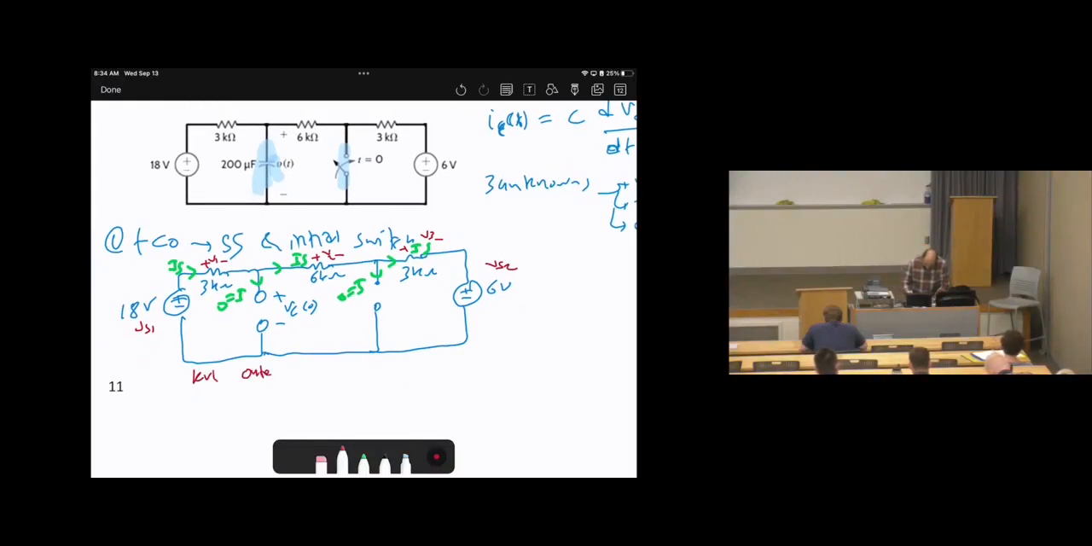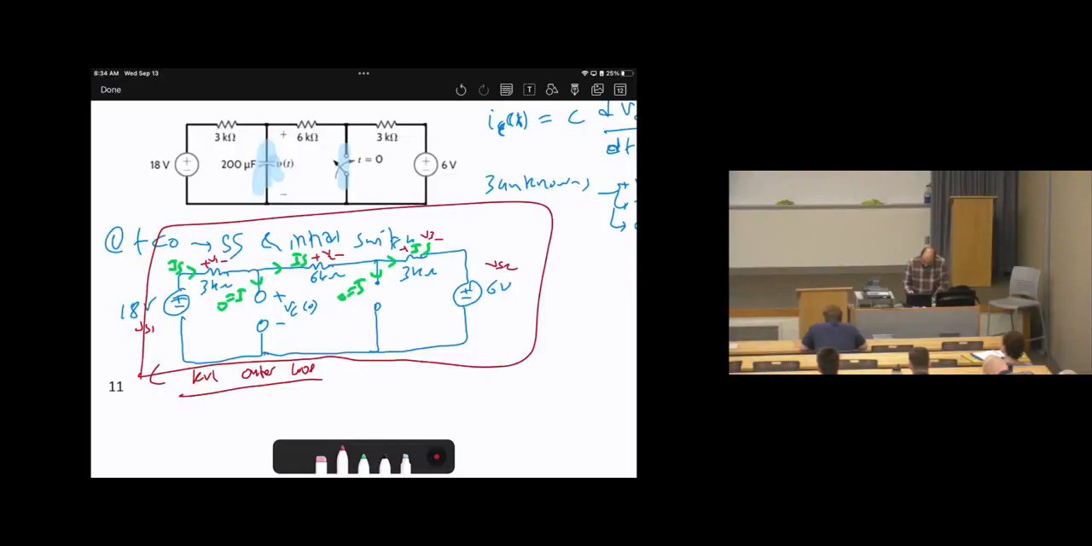KVL, outer loop. Start from the left bottom corner and we go clockwise, like this. Then it is negative 18, or let me write it as a symbol, negative VS1 plus V1 plus V2 plus V3 plus VS2 equals 0. Now you should be more professional in this, so we don't need to over-explain everything. I assume now we are all aware how to do KVL. We are all aware why we choose the outer loop.